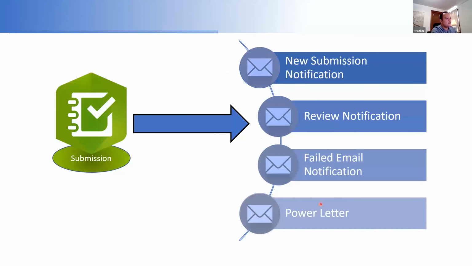So we now have 4 kinds of email that we need to generate after submission: a new submission email, a review notification email, a failed email notification because of some lack of information, or because the applicant didn't provide correct information on the power letter, so we need to notify the team with that. And finally, the power letter itself, which will be distributed upon approval.